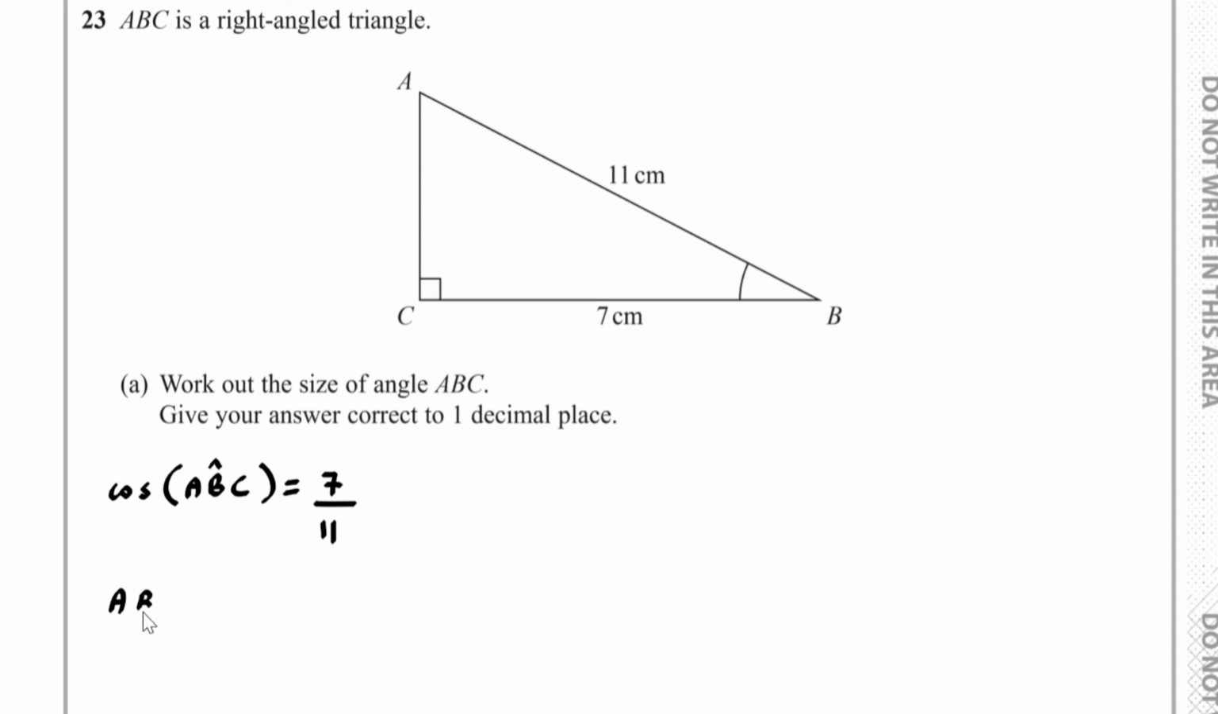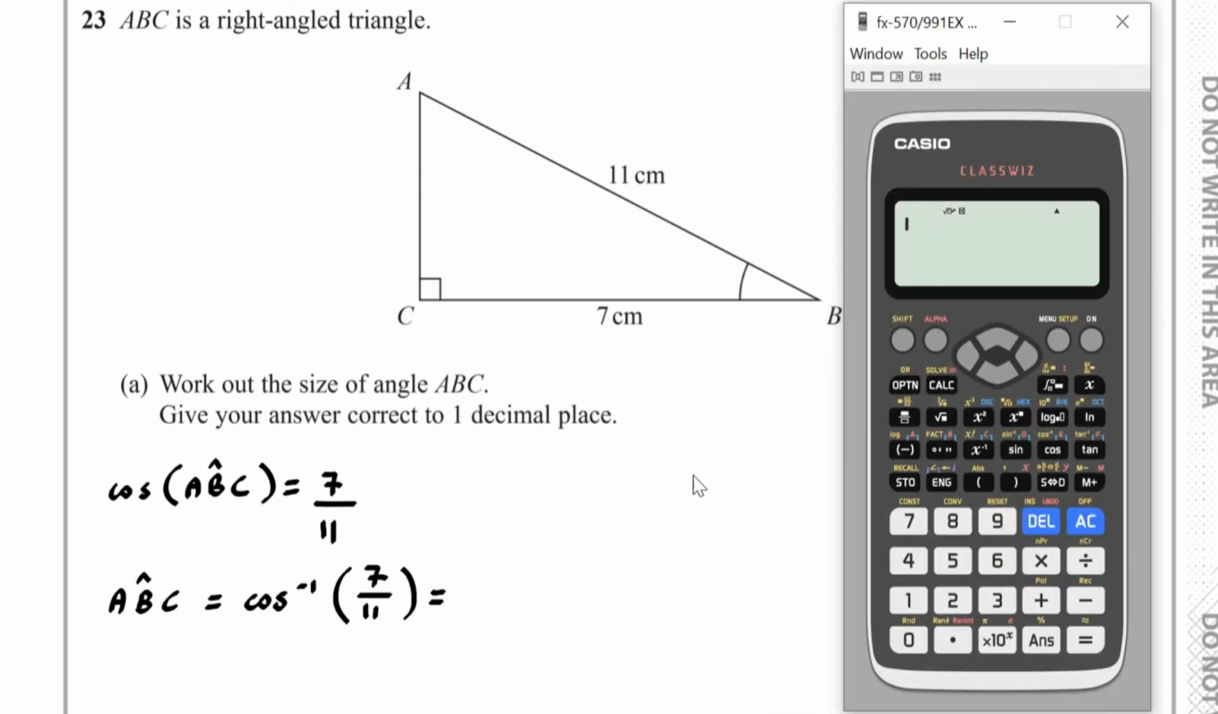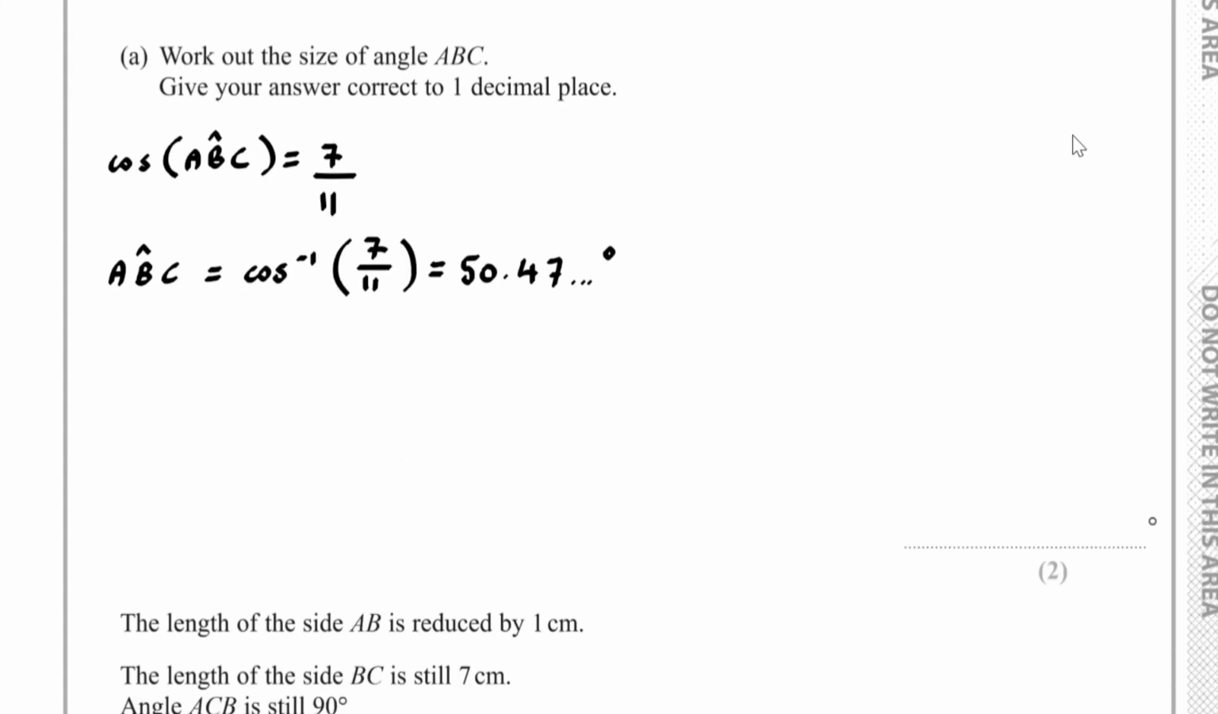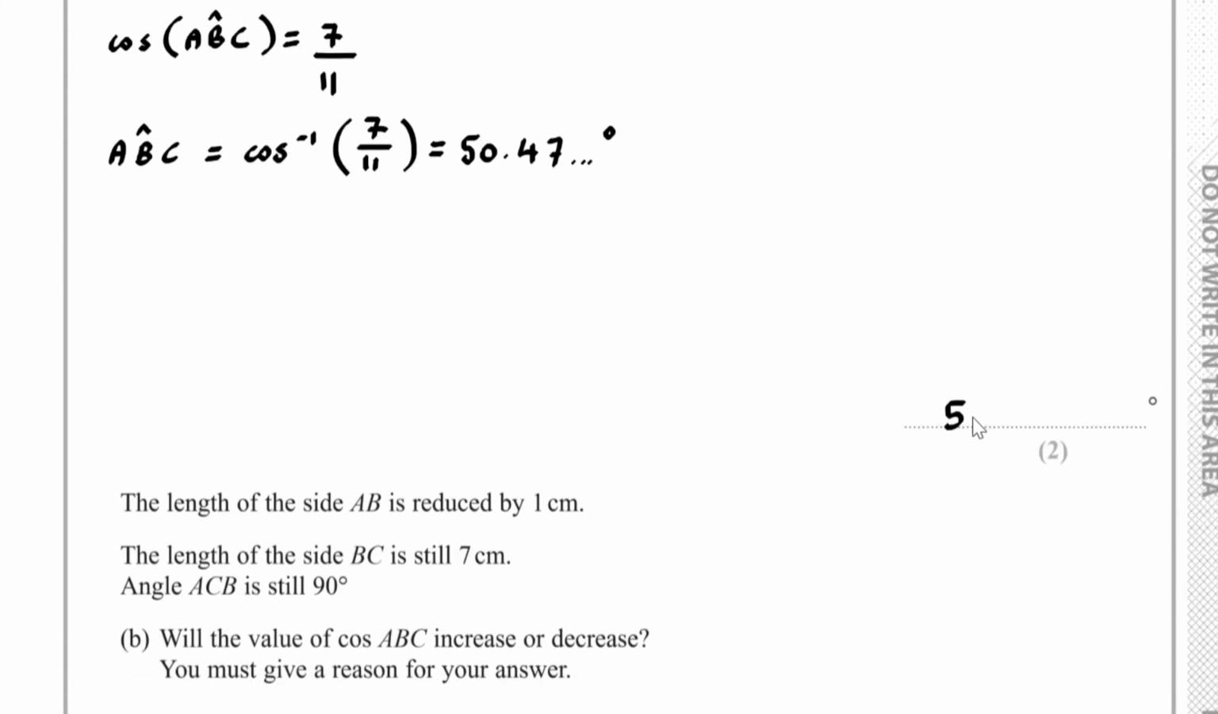So the angle ABC is equal to the inverse cosine of 7 over 11. So if we work out what this is, then we get 50.47 etc. degrees. So to 1 decimal place we have 50.5 degrees.